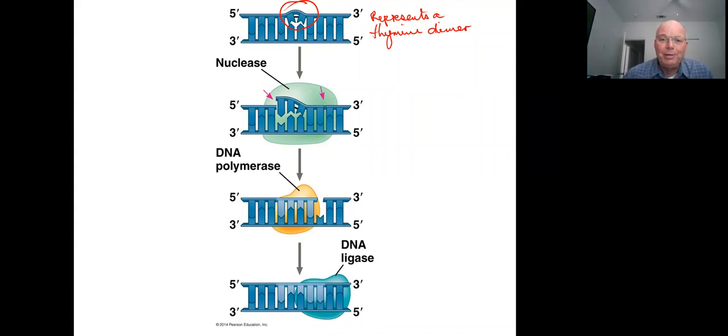Then it comes in and replaces the missing nucleotides. But of course, that still leaves the gap between the 3' end of the repaired DNA and the 5' end of the rest of the strand. So ligase then comes in and seals the gap to finish the repair function. So in the end, you wind up with a restored sequence of nucleotides absent the original error that occurred.